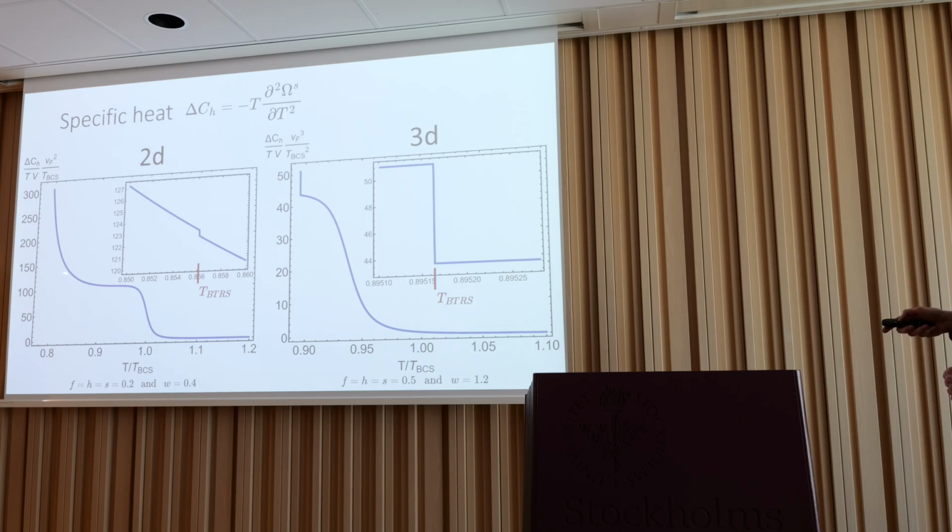But if you zoom in somewhere here, it's invisible here, but this is the zoom in. There is actually a very, very small jump at T_BTRS, so at the transition from normal to the right and BTRS to the left. In 3D, it's somewhat similar: performed Cooper pairs increase the specific heat, and then at the BTRS there is a jump, although the height is bigger in this case, but the regime of temperatures is very, very narrow, so that's why it looks like that.